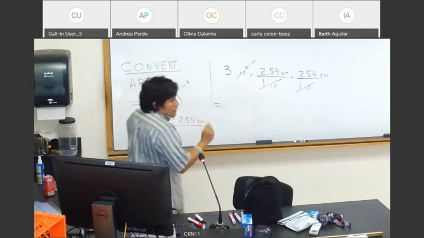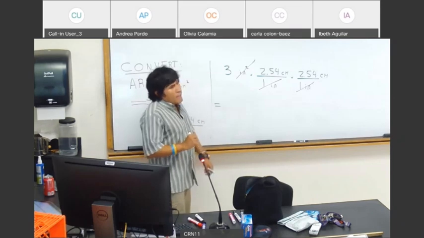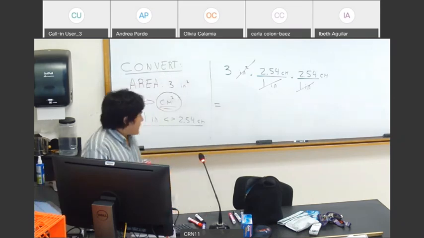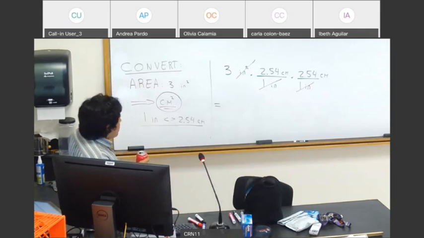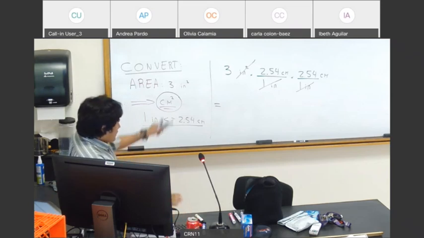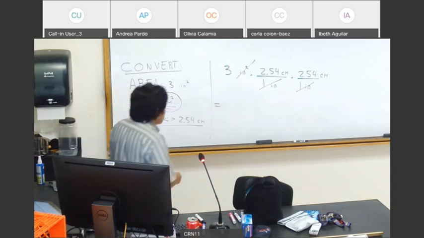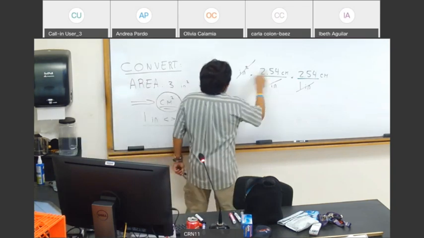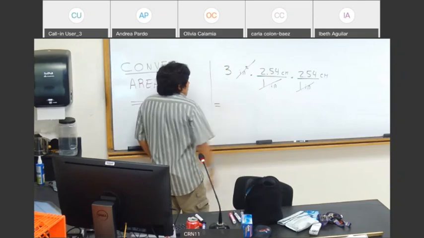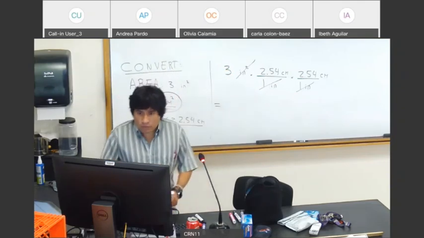Okay, let's do a revision of what you're going to be doing in the lab. In the lab, you probably talk about significant figures. So 3 inches, as I wrote it there, I should probably have written 3.00, right? But 3 has one significant figure. 2.54 has 3 significant figures, right? So my final answer should have one, the minimum, right? The least amount of them.